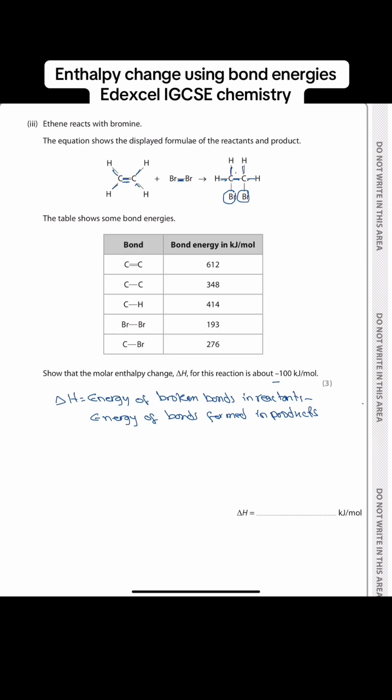So now we can calculate the total energy of bonds broken. That will give you one carbon-carbon double bond, so 612, plus the bromine or the Br-Br bond, which is 193. And that will give you a total of 805 kilojoule per mole.